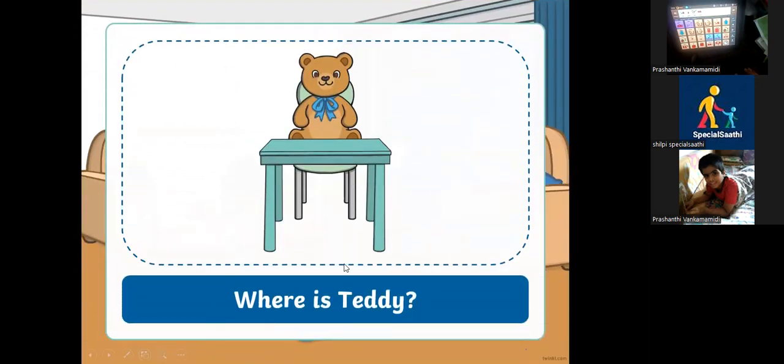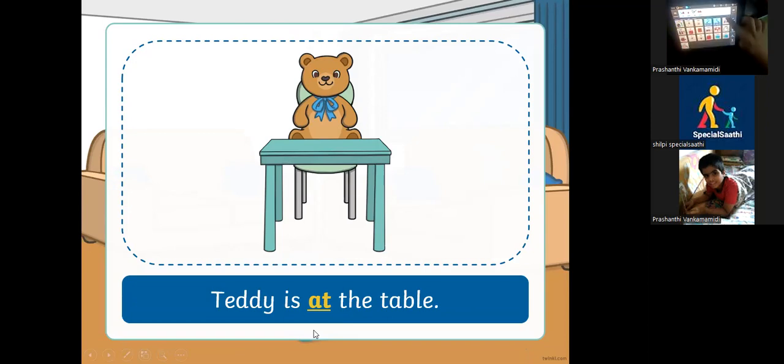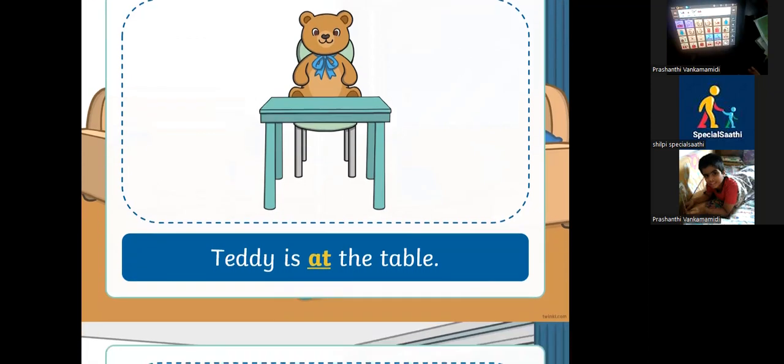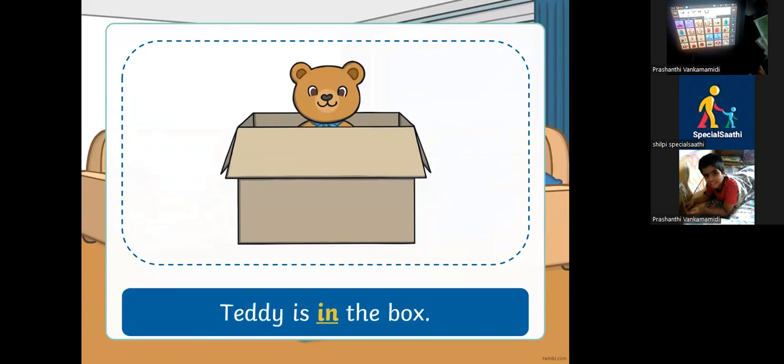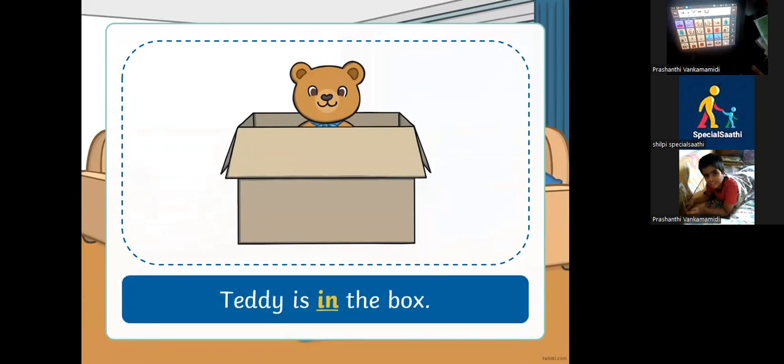Okay, now where is Teddy? Let's see. Teddy is in front of, you can say, the child can choose anything because it depends on whatever it is. It is at the table. I don't know if we have at the table thing. Okay. Then we have, very steady, in the box. Teddy is in the box.